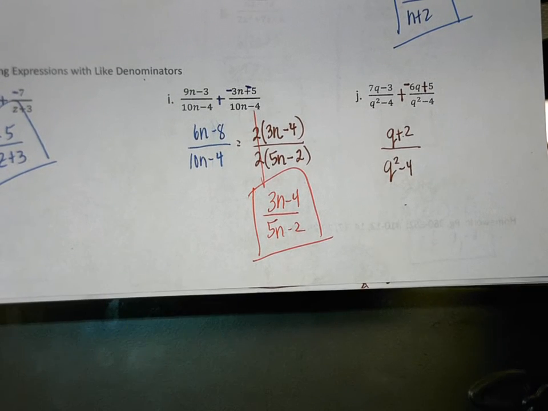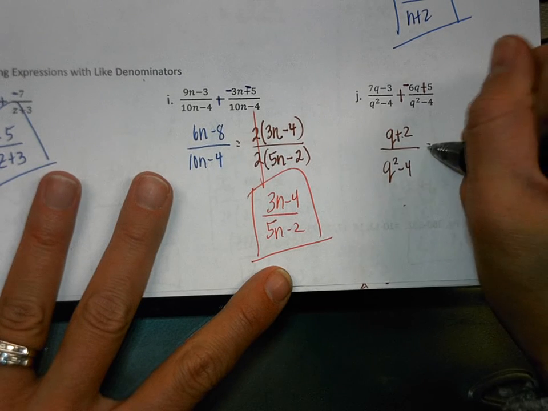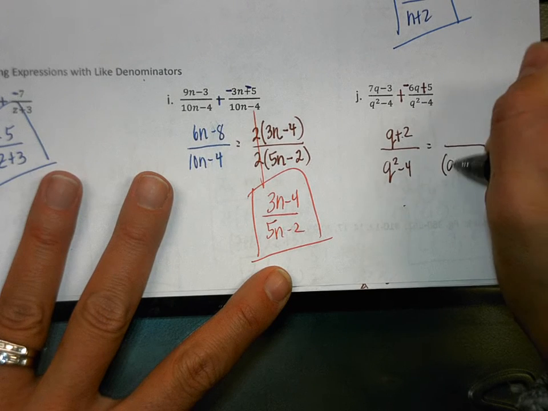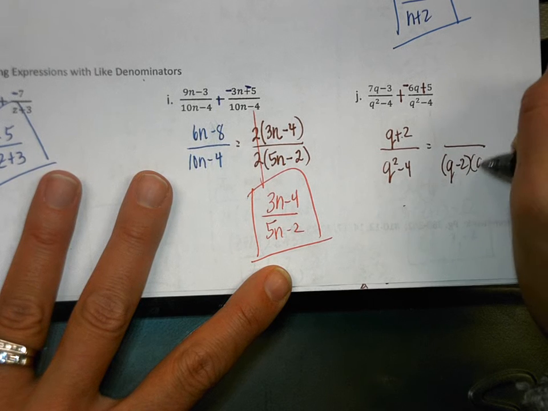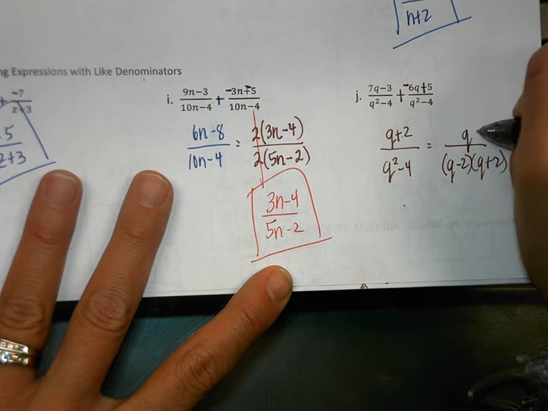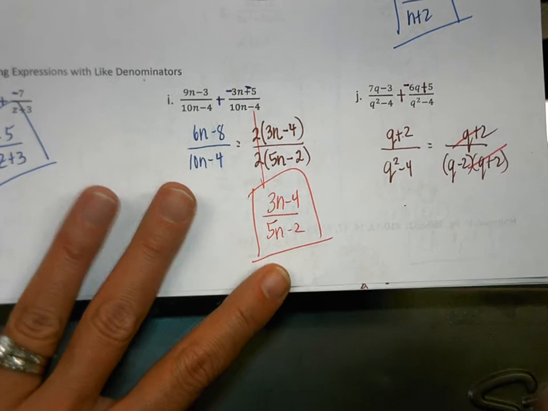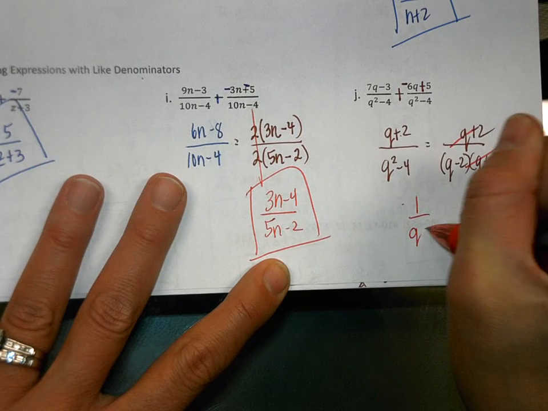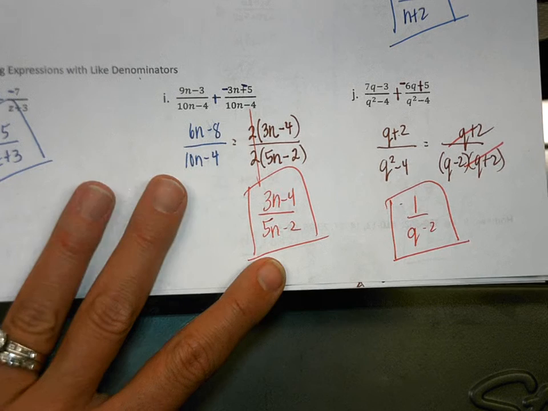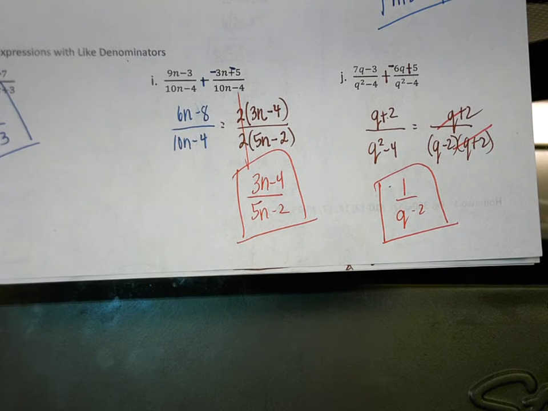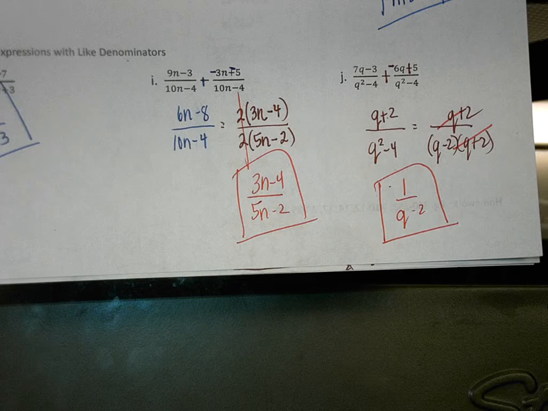Is q squared minus 4 factorable? Yeah, it is a difference of squares. So we get q minus 2 and q plus 2. And on top I have q plus 2. And so my q plus 2's cancel. So the answer is 1 over q minus 2. Okay, any questions? All right, so now we're going to get to the fun stuff where we do not have like denominators.